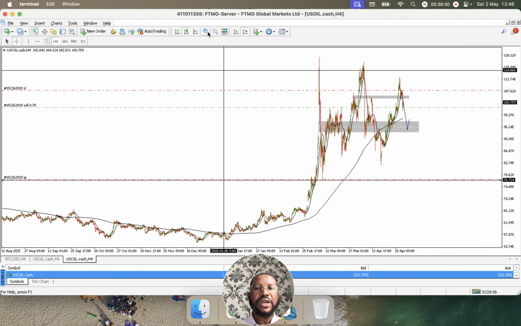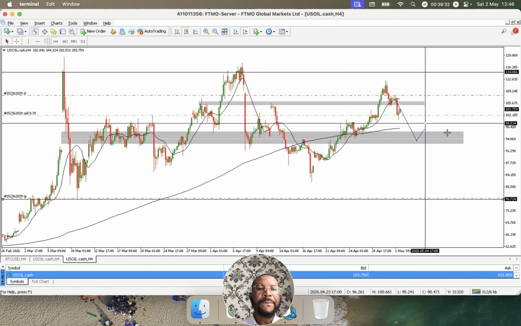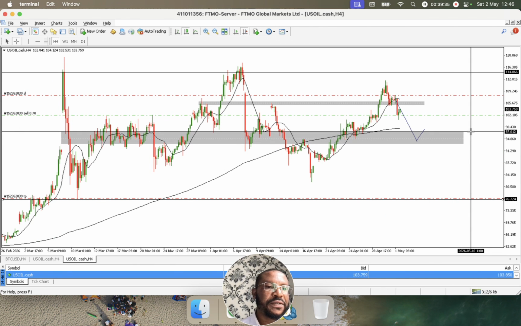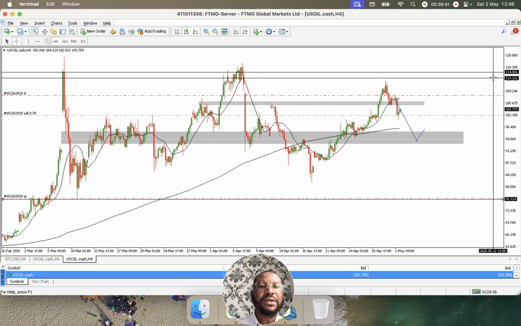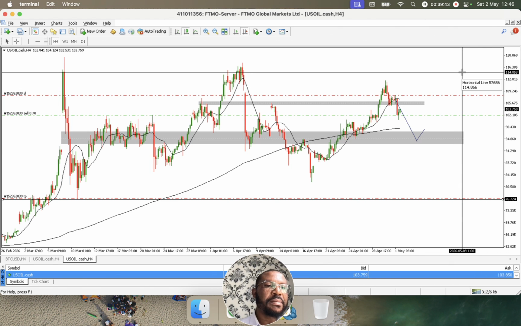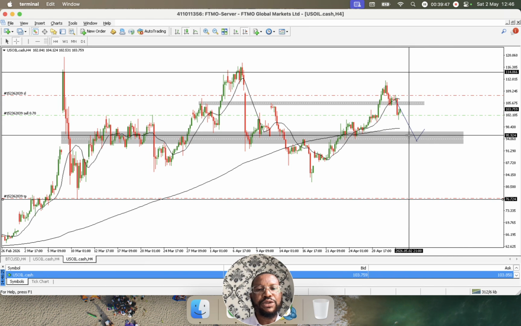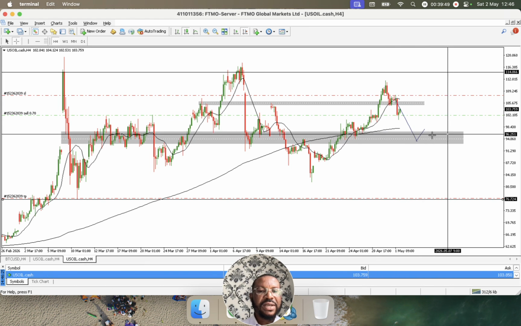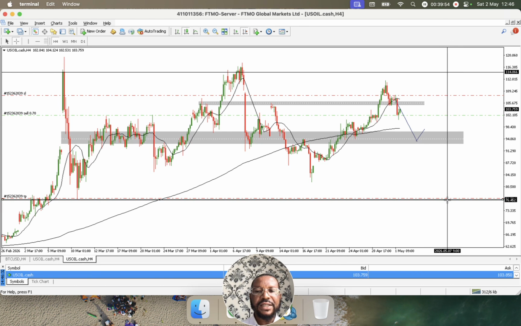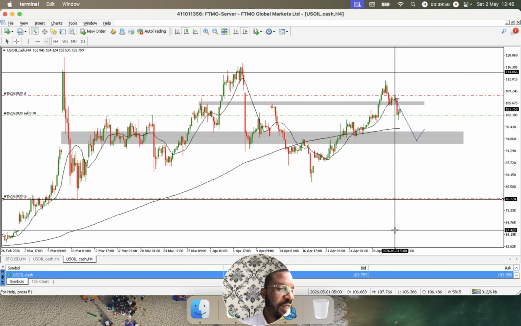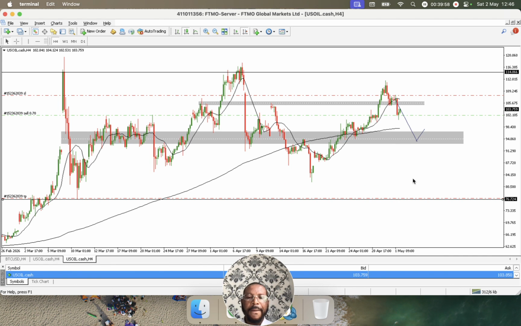So for US oil, buy entry at 97.012. Stop loss below here at 92.987. Your TP can come back at this point at 114.853. If you don't get the buy entry at this zone, stay away. Come and look for it at this point at 76.724.